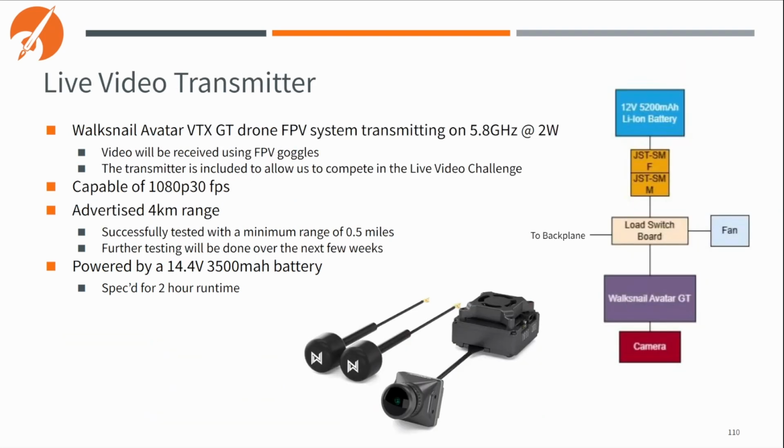For our live video transmitter, we're using the Walksnail Avatar GT. The 2 main reasons we went with this is because it's able to record 1080p 30 FPS video, which is what Ezra would like to receive. And that is a very high quality 1080p 30 FPS, which we think is valuable just for visuals and to hopefully win the live video challenge. The other component of this transmitter that we like is its high transmit power. It's capable of transmitting at 2 watts, which will give us the range we need to receive it while it's in the air.